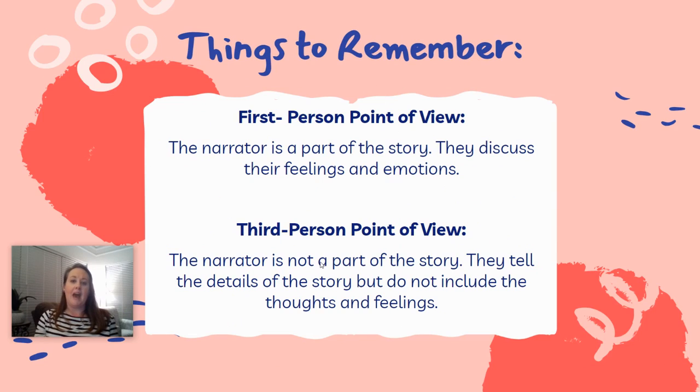So when we're thinking about comparing first person and third person points of view, we're thinking about the different ways. In first person, the narrator is part of the story. So they're going to talk more about their feelings and their emotions when the event is happening. But in third person, the narrator is not necessarily a part of the story. They might be someone on the outside looking in, or they might be just a minor person who's watching it happen, but they're not necessarily the actual person. So they're going to tell more details about the story, but they're not going to include their thoughts and feelings.